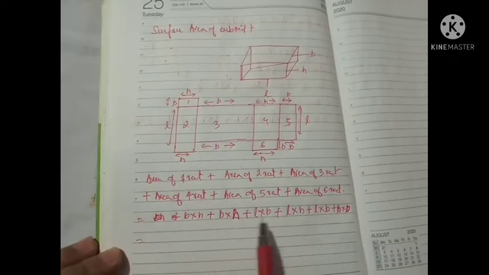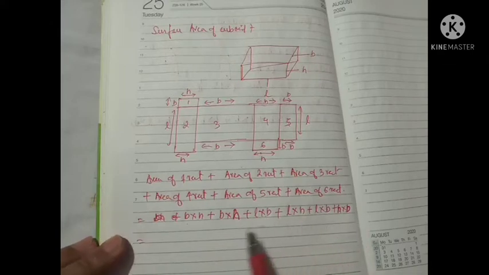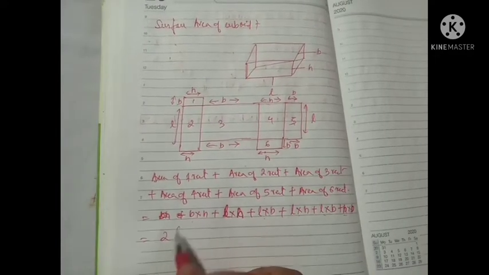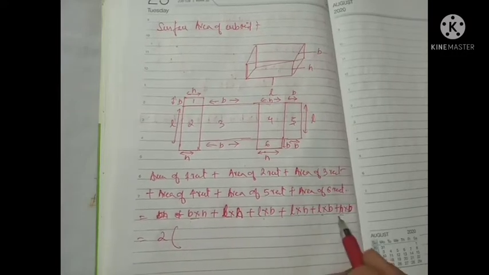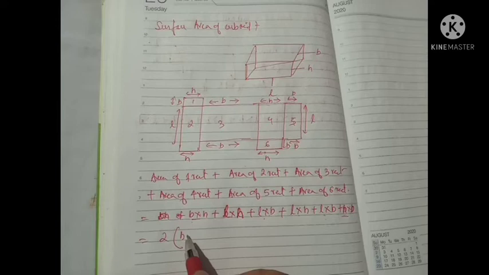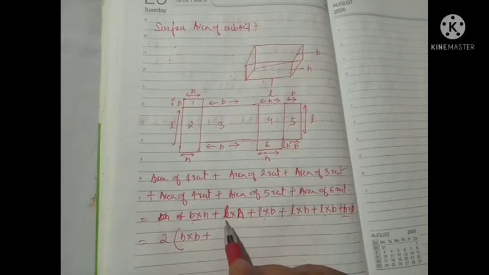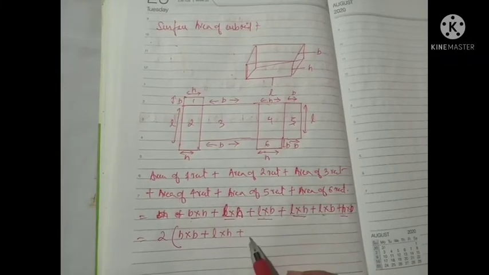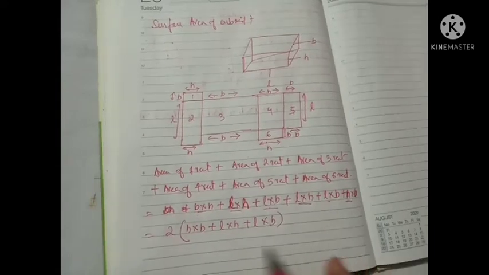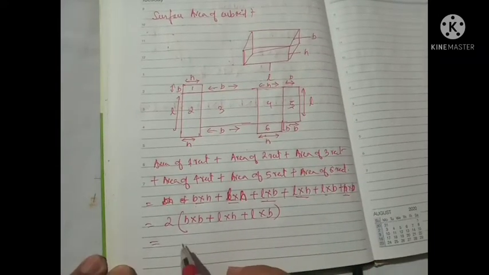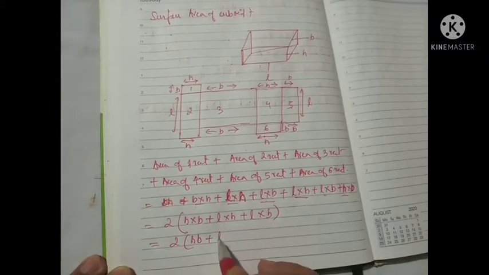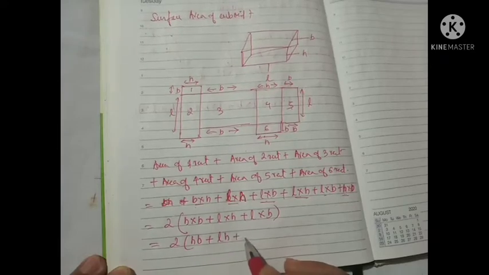So let's see. There are 1, 2, 3, 4, 5, 5 heights and 5 breadths. So we can take 2 as a common factor. This 2, this one, and this one, we can write only one here: height into breadth plus length into height plus length into breadth. So it comes to 2 times (height breadth plus length height plus length breadth).